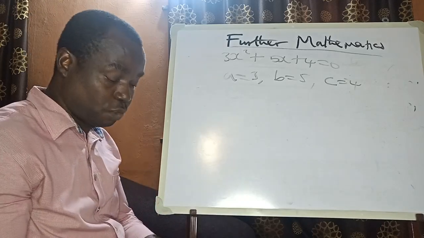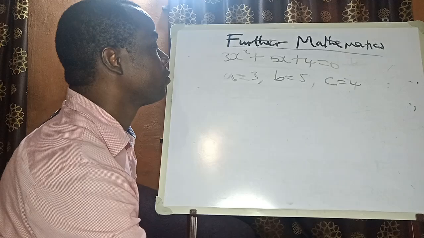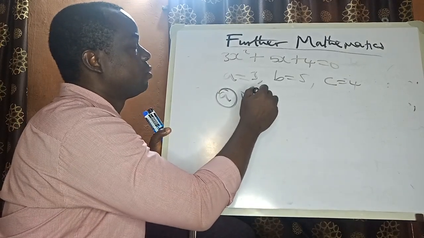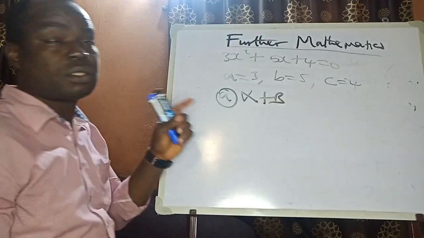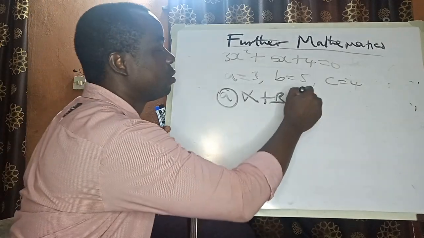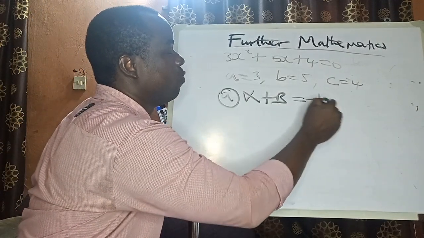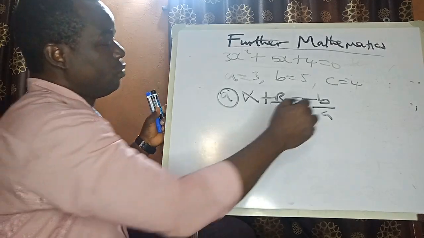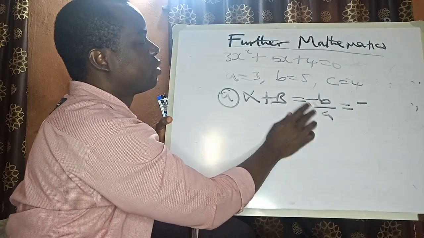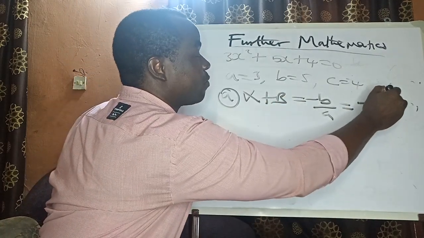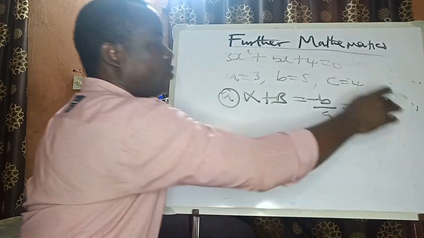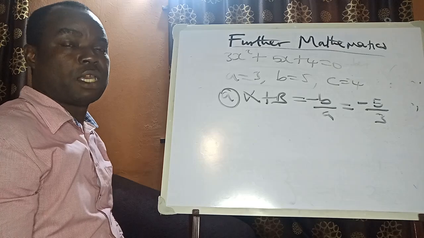Then the first one says you should find alpha plus beta. What's the formula I gave you in the first video for alpha plus beta? Check what you copied. The formula is minus b over a, is it not? Which will give us minus, our b is 5, so it will be minus 5 over our a, which is 3. You can leave it like this.